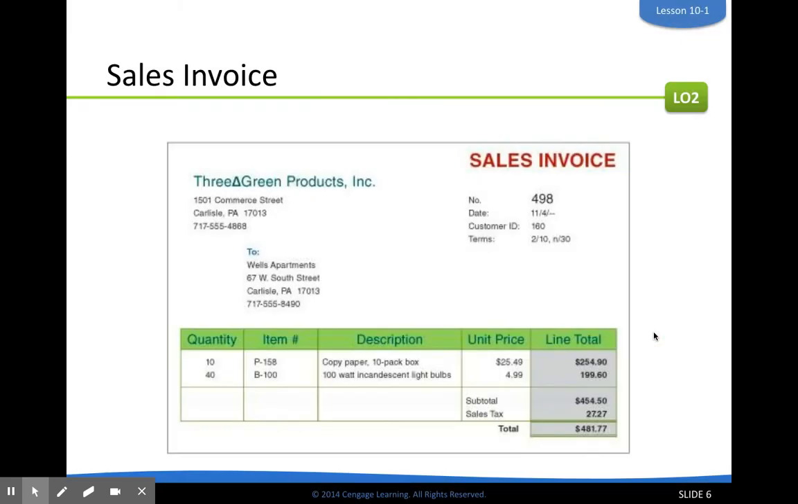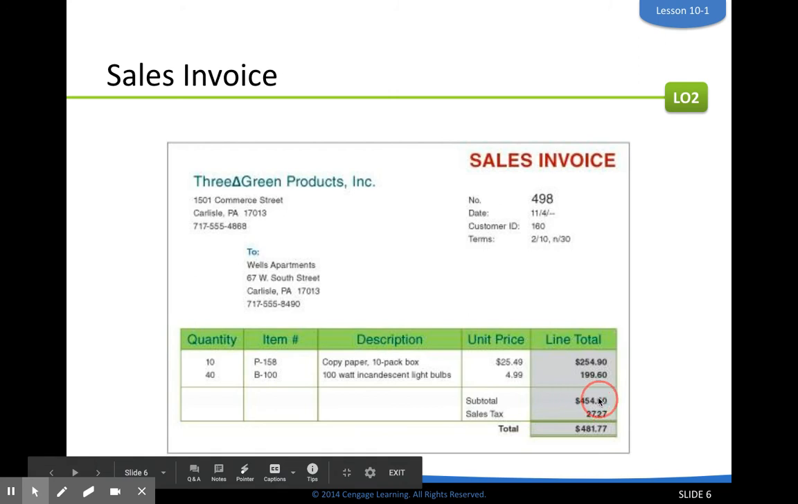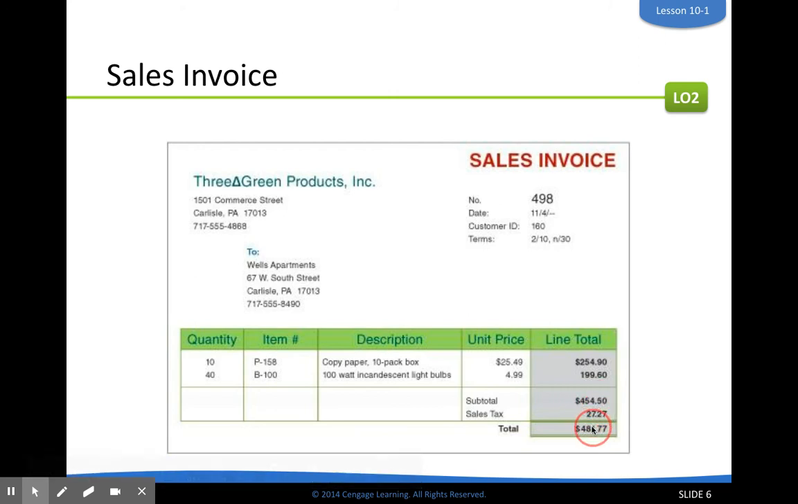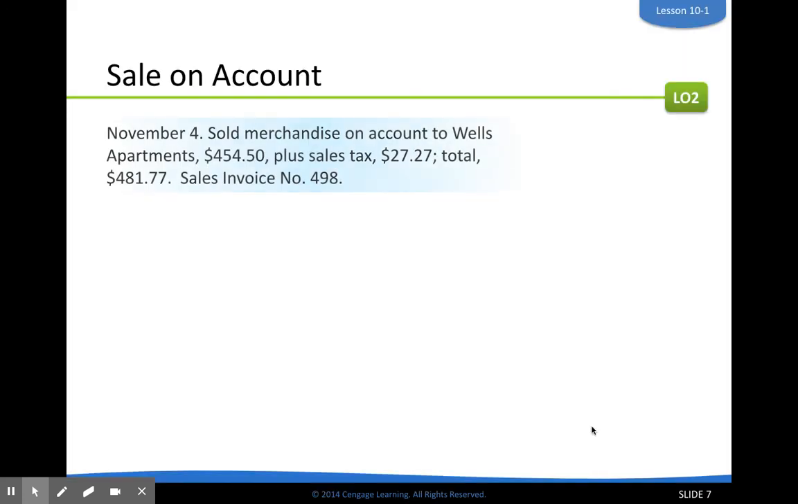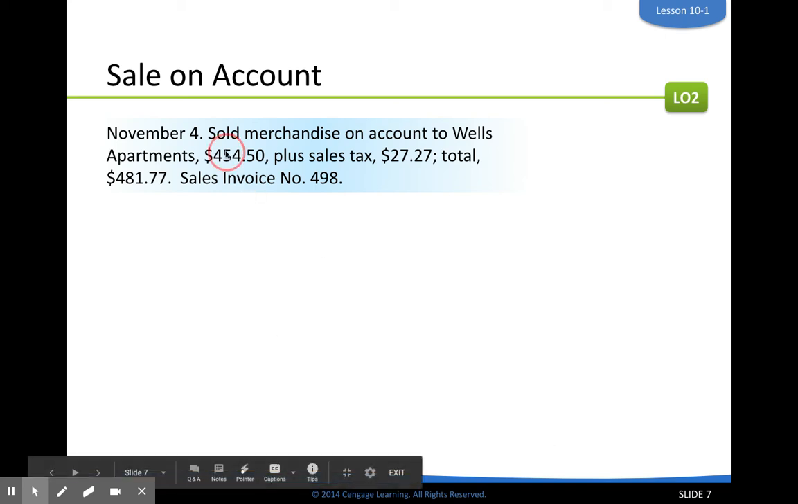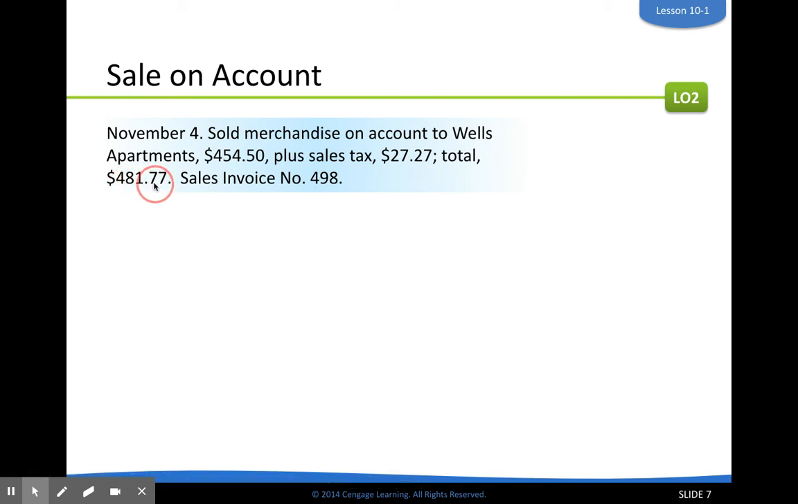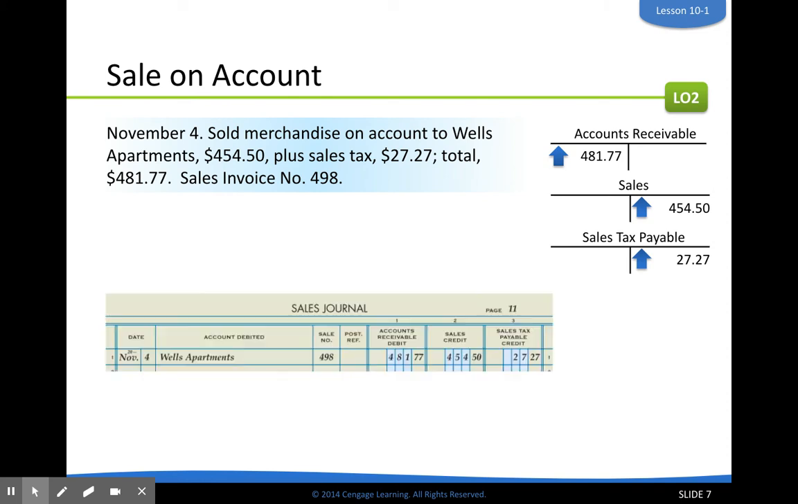Wells Apartments bought $454.50 plus sales tax, so they owe us the total, $481.77. Sometimes our book will give us the amount, the sales tax, and the total. Sometimes we'll need to calculate the sales tax and add that. So be sure to read the instructions to see what percent the sales tax is. Sometimes it's 6, sometimes it's 7, sometimes it's 8. Like I said, the total number, the largest number, always goes to accounts receivable because they owe us the whole amount. Then we have our sales and our sales tax payable.